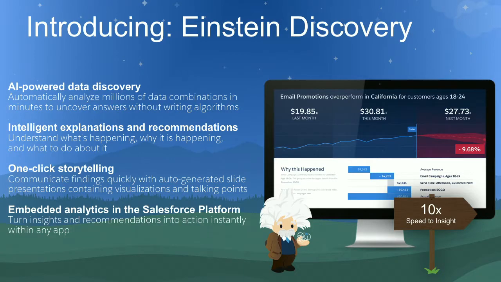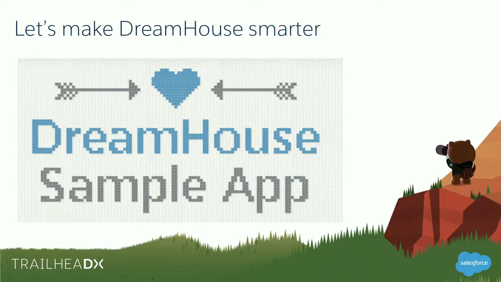So this is Einstein Discovery. The product is GA, and this is what I would like to show in a demo today. To show you a demo, I took the Dreamhouse app. I don't know how many people know the Dreamhouse app.